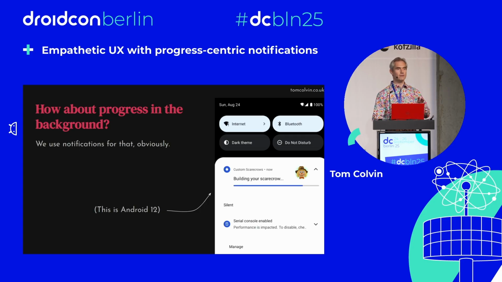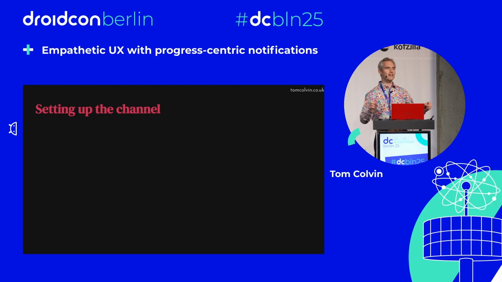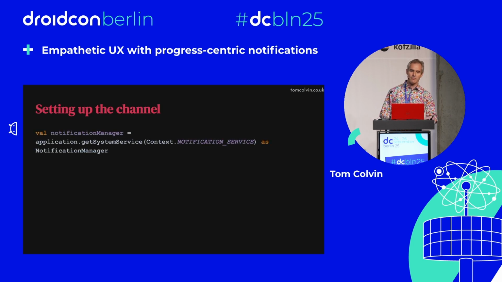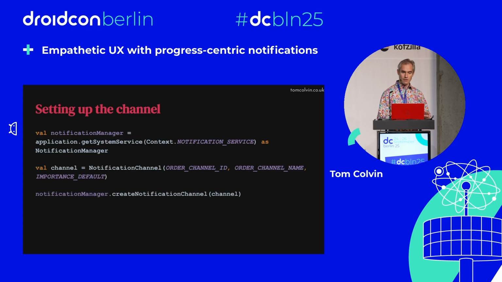So we're going to show some code now. I appreciate that probably most of the people in the room here have done this 10 times already this week, but just for completeness, let's talk about setting up the channel so that we can send a notification. A channel is a categorization of your notification. Essentially, users can apply different sounds and styles to it. And we do this like so. We create an instance of NotificationChannel, and we use createNotificationChannel on the system service that we got on that top line there, the system notification service.